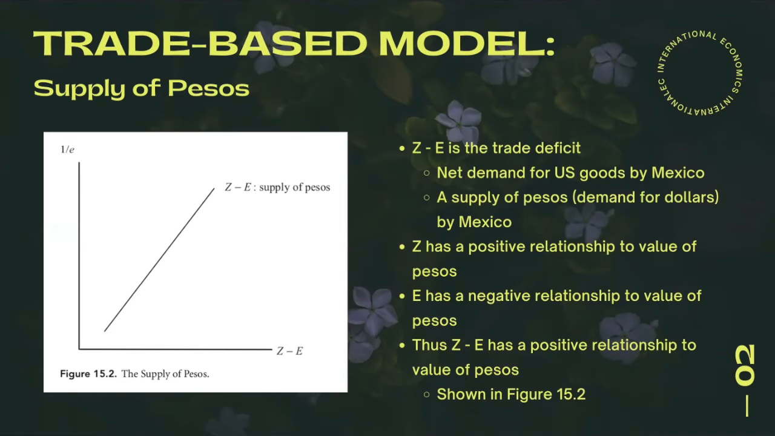Because Z and E have the positive and negative relationship, it will result in Z minus E having a positive relationship to the value of the pesos. And as the value of peso increases, the trade deficit will expand, and it will show an upward sloping supply of pesos, like in this figure 15.2.